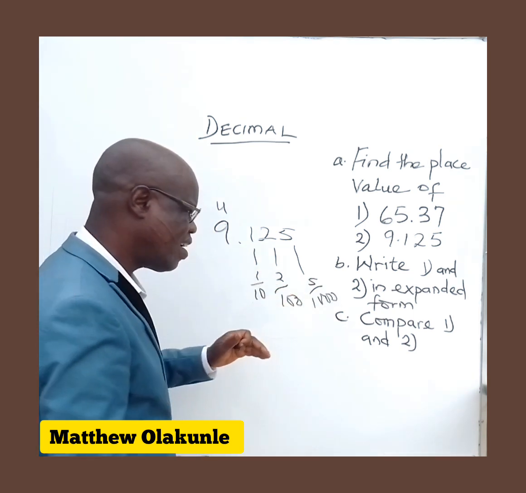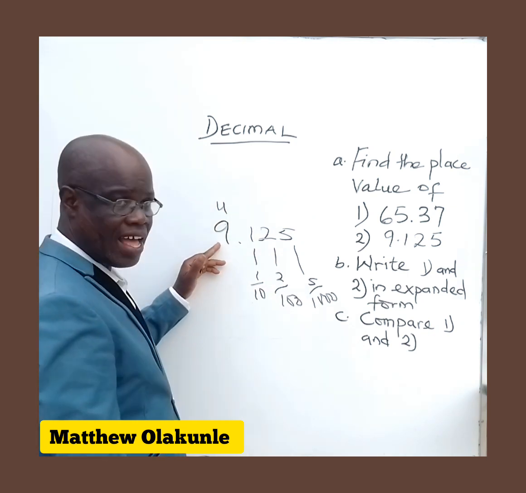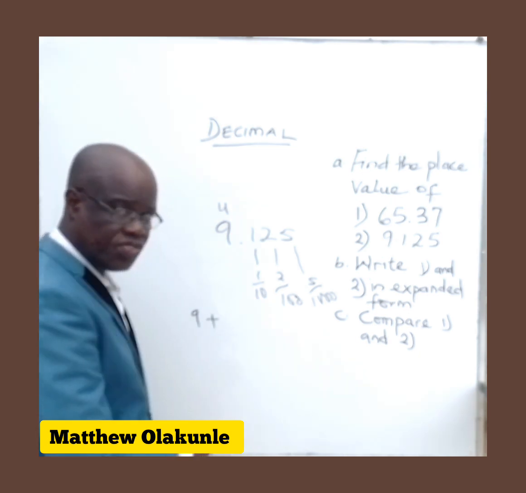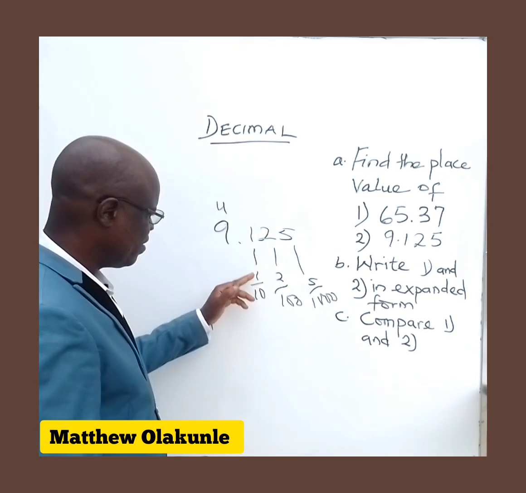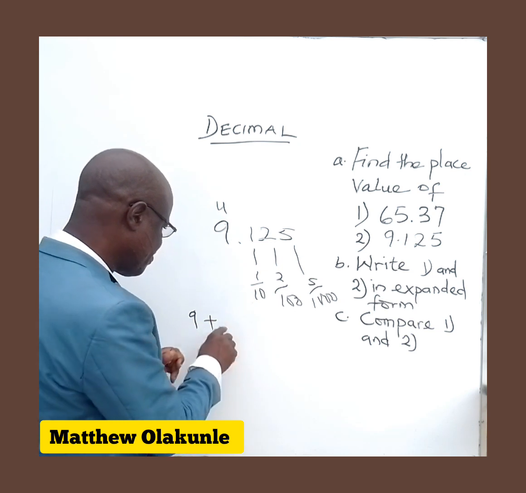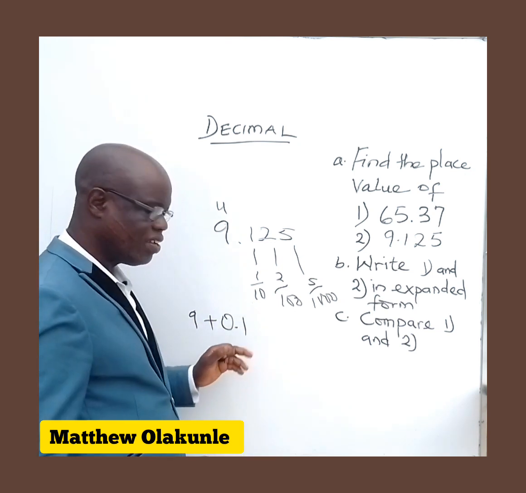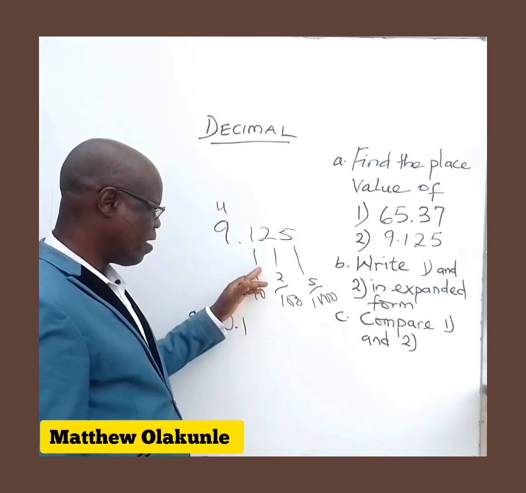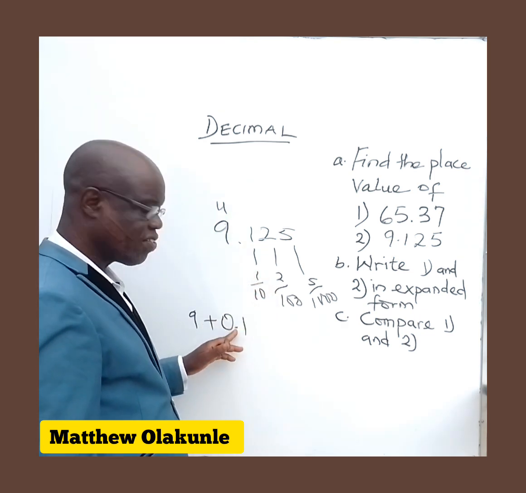So how do you write it in expanded form? This one is 9, and it is unit. So you write your 9 down, plus, this is 1 over 10. 1 over 10 is the same thing as 0.1. How do you get that one? Just count the number of the 0, which is 1. And from here, you go back once and put the point here. That's what I've done here.